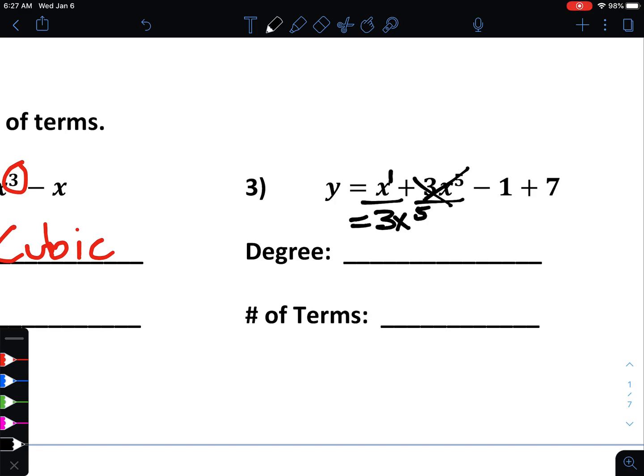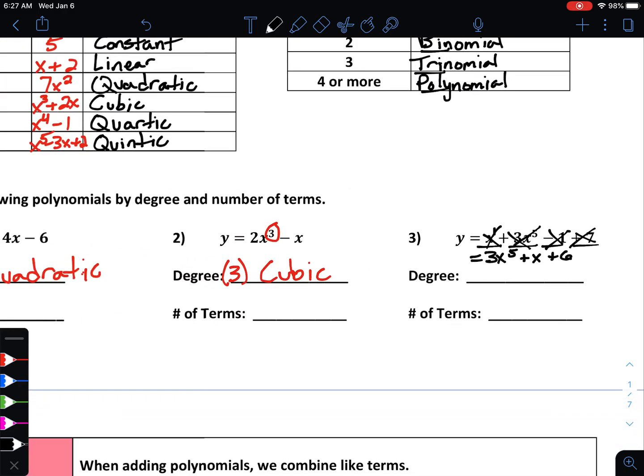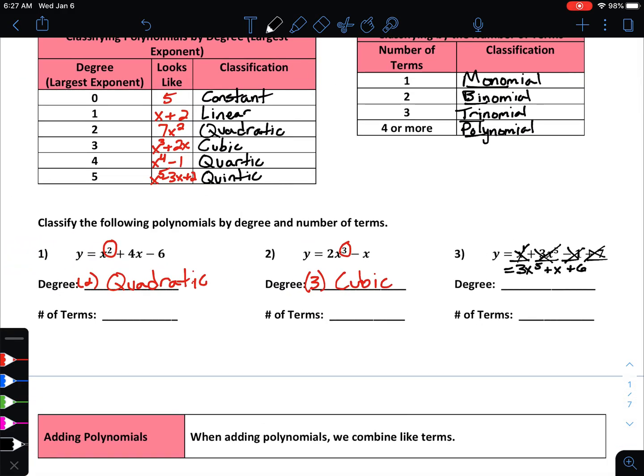Next highest exponent is x to the 1st, so that's going to be a positive x to the 1st that goes second. But we actually have 2 constants, 2 numbers. We need to combine those together. -1 plus 7 is positive 6. If there's more than one of a particular term, you're going to have to combine those to be just 1. Now, going back to our degree, notice that the highest exponent is a 5. Using your table up above, a degree of 5 tells you that this is quintic.